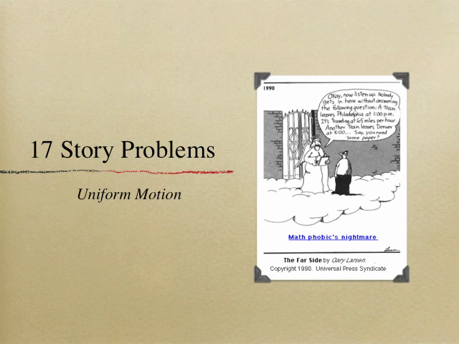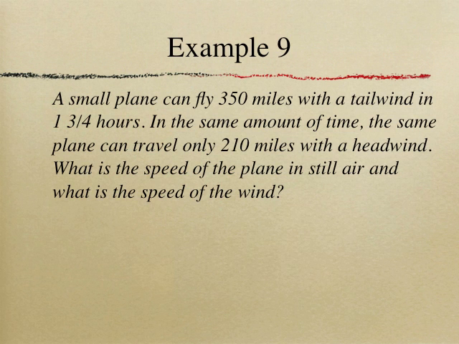All right, this is our very last example. A small plane can fly 350 miles with a tailwind in 1 3/4 hours. So we're going to use 1.75 because that'll be easier. In the same amount of time, the same plane can travel only 210 miles with a headwind. What is the speed of the plane in still air, and what is the speed of the wind?